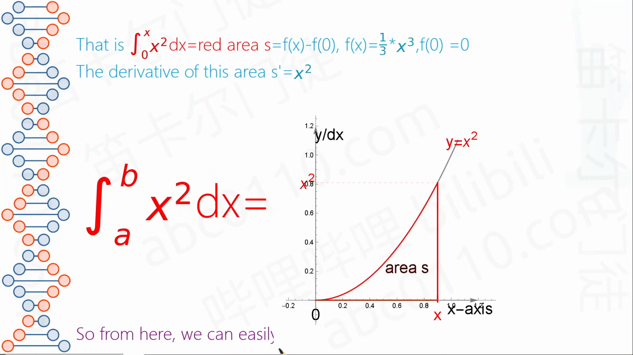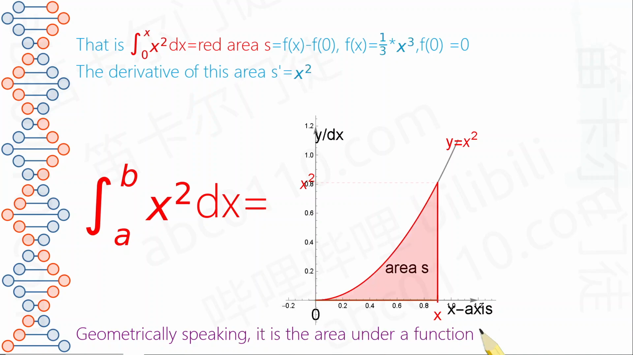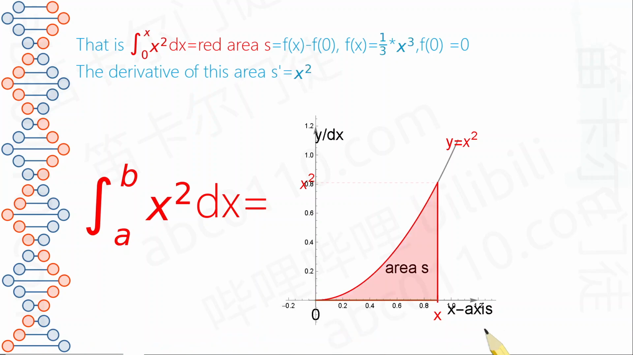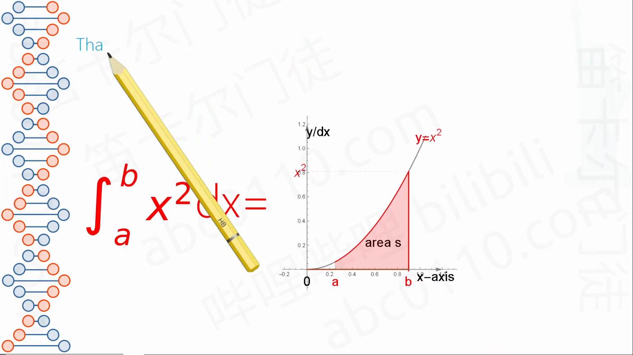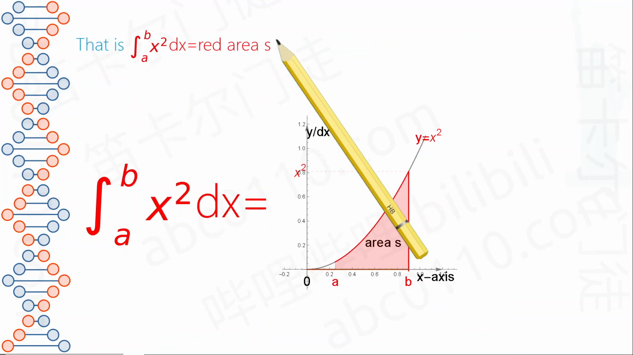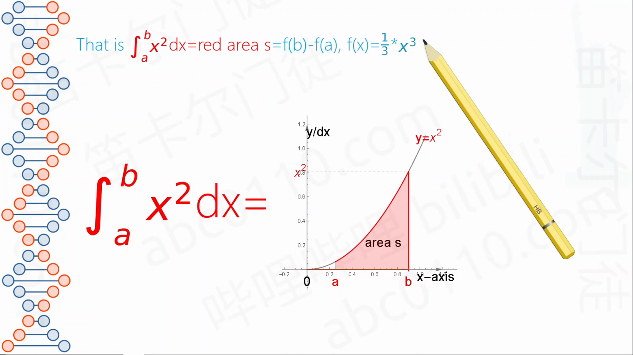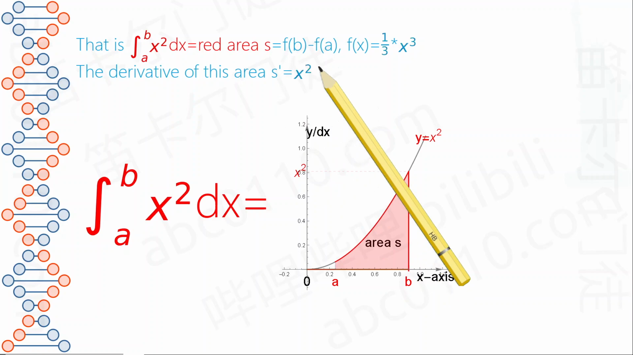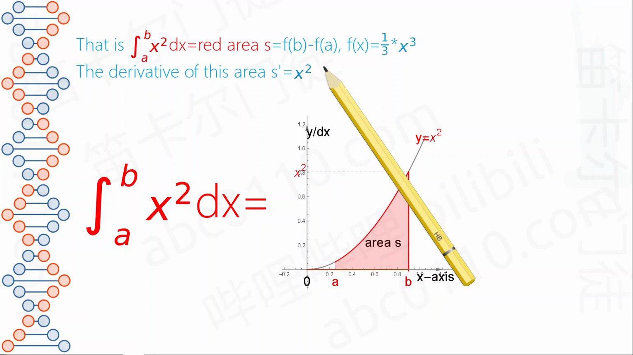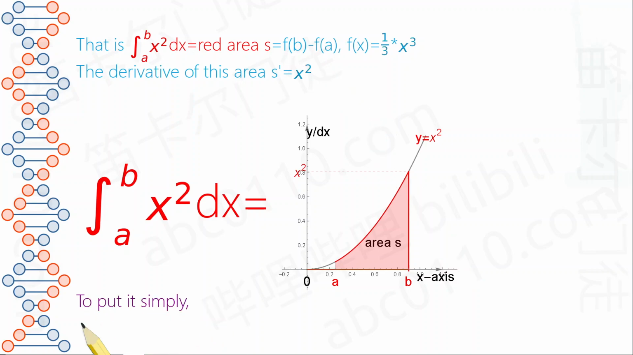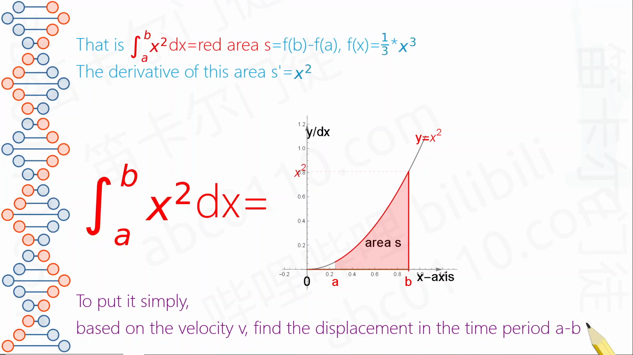So from here, we can easily understand what calculus is. Geometrically speaking, it is the area under a function. That is, the integral of x squared dx equals the area S equals f(b) minus f(a). The derivative of this area S equals x squared. To put it simply, based on the velocity v, find the displacement in the time period from a to b.